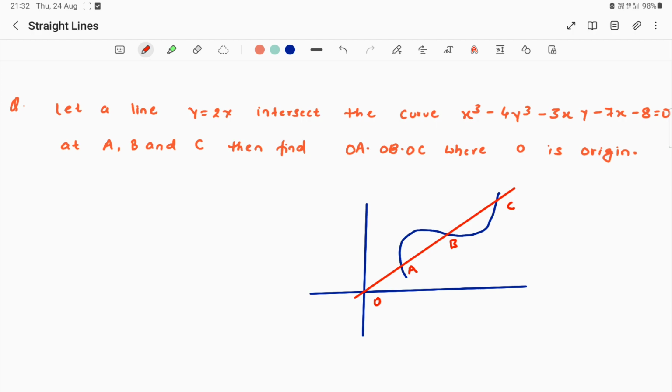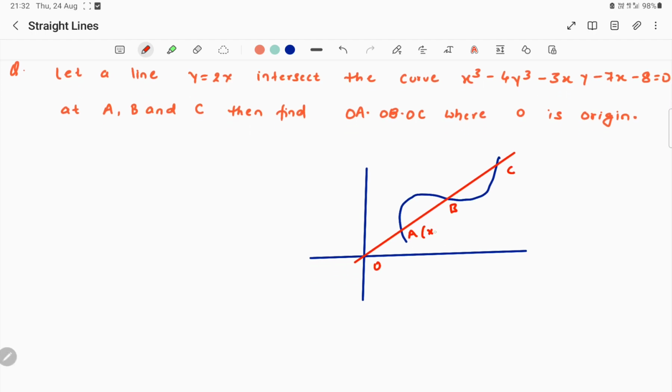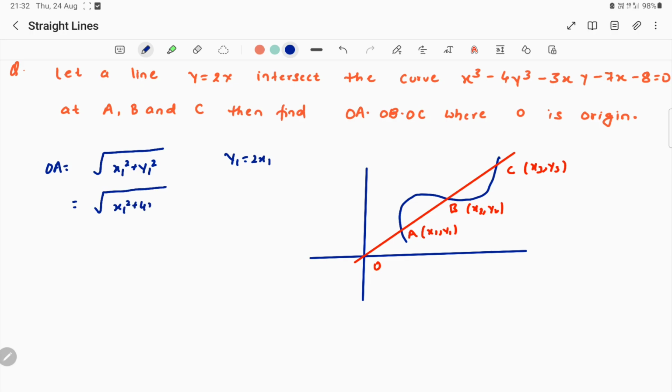Okay, there is an alternate way also. If you understand what the alternate method is, let's say this coordinate is x1 comma y1, this is x2 comma y2, and this is x3 comma y3. So what is OA? OA is root under x1 square plus y1 square. But what is y1? y1 is basically 2x1, isn't it? So when you substitute inside, you will get x1 square plus 4x1 square, which is root 5 times mod x1.